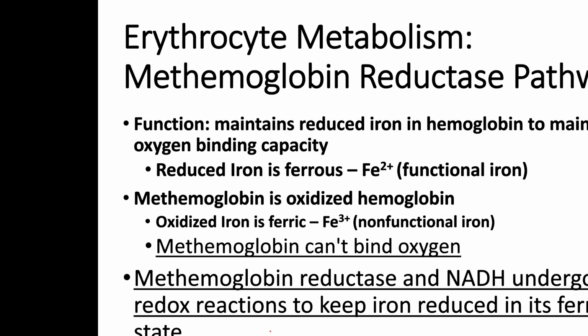Methemoglobin reductase's job is to maintain iron in its reduced form. When we talk about reduced iron, we call it Fe2+, which is ferrous. Fe3+ is the oxidized iron, and that's called ferric. The reason this is important is because methemoglobin cannot bind to oxygen. Only ferrous can. So it helps keep the iron in its reduced form, because if we have ferric, then it's not a good thing. The primary enzyme there is methemoglobin reductase, which reacts with NADH.